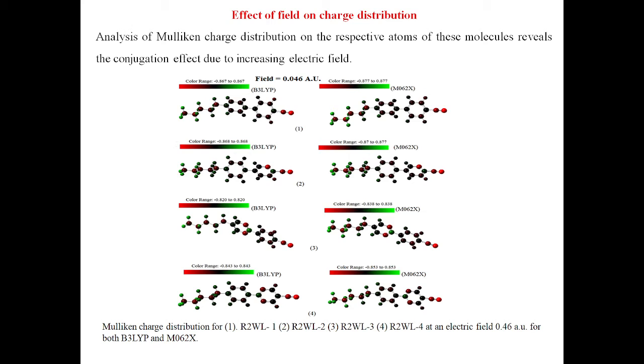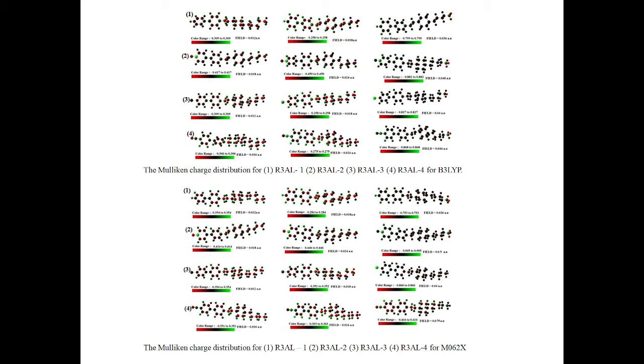Analysis of the molecular charge distribution of the respective atoms of these molecules revealed a conjugation effect due to the increasing electric field. One can see it over here. These are another set of molecular charge distributions for different types of molecules.